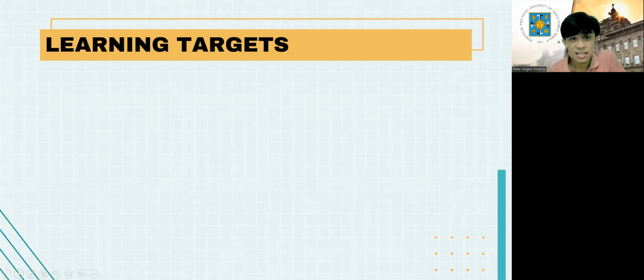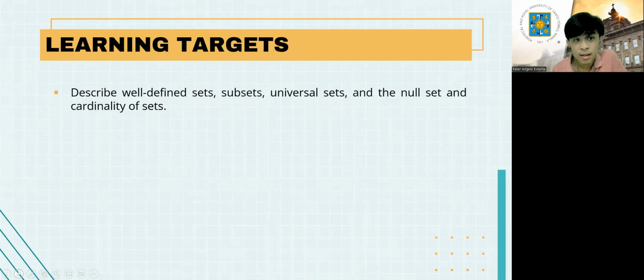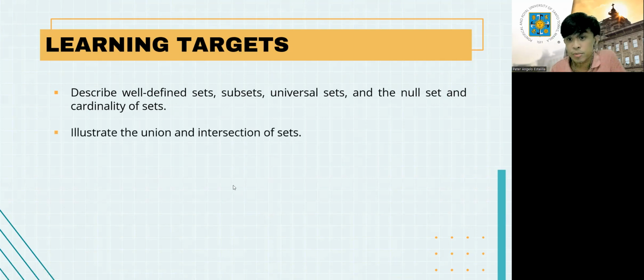But before that, let's read our learning targets. Describe well-defined sets, subsets, universal sets, and the null set and cardinality of sets, and illustrate the union and intersection of sets. So we have two lang. Kukunti-kuntiin lang natin since beginning pa lang tayo. And I will just give 1 to 3 examples for each type. And then on our next synchronous session, doon tayo mag-delve deeper into different examples. So ngayon, more on the theoretical knowledge and then konting examples para lang ma-prepare tayo to a more tedious study.